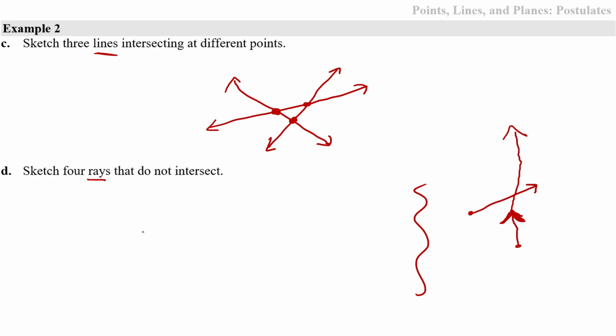In order for me to draw 4 rays that do not intersect, I just have to make sure that even if I were to continue going on forever, they will not intersect. And you do have to put the endpoints, and you do have to put the arrows to signify that they are rays.